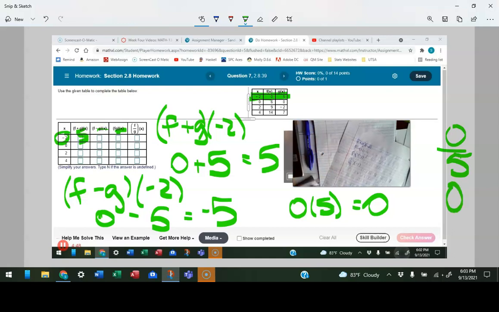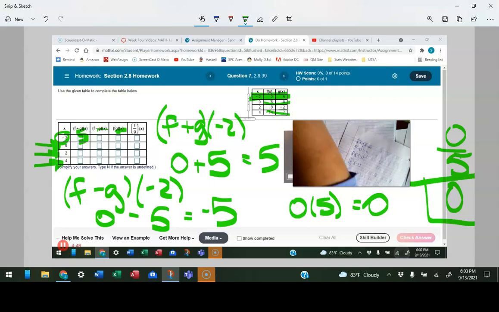Okay? Remember, 0 is undefined if it's in the denominator. Your fraction will be undefined if 0 is in the denominator. So I'm going to let you do this row and this row and this row. You're just going to look at these two numbers, these two numbers, these two numbers. Add, subtract, multiply, divide. Okay?